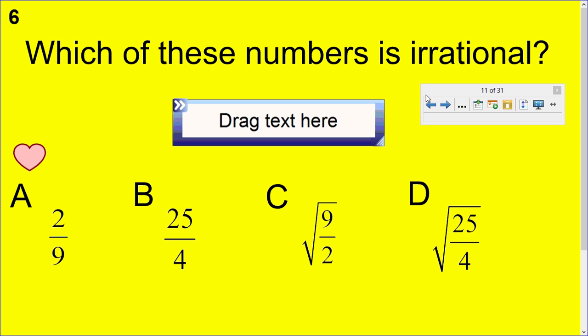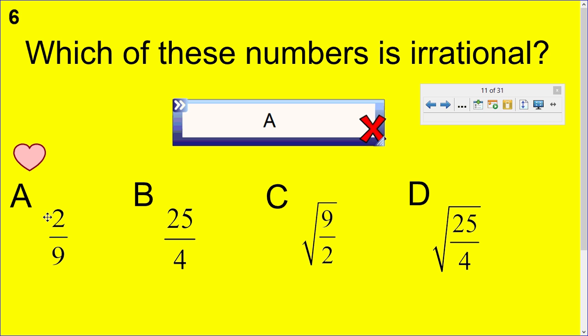All right, let's see. A good guess would be A, but A is wrong. Why is A wrong? Because A is a fraction. Remember, fractions are rational numbers. Ratio, rational. We want irrational. Ir means not. Rational. So irrational. So we want not rational, not fractions.